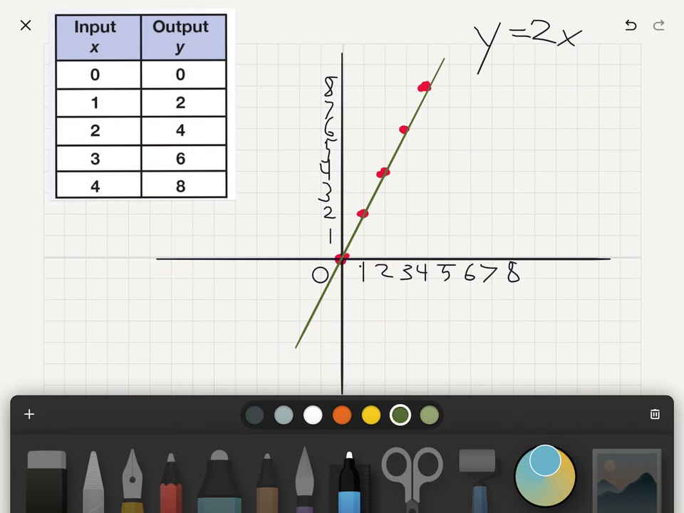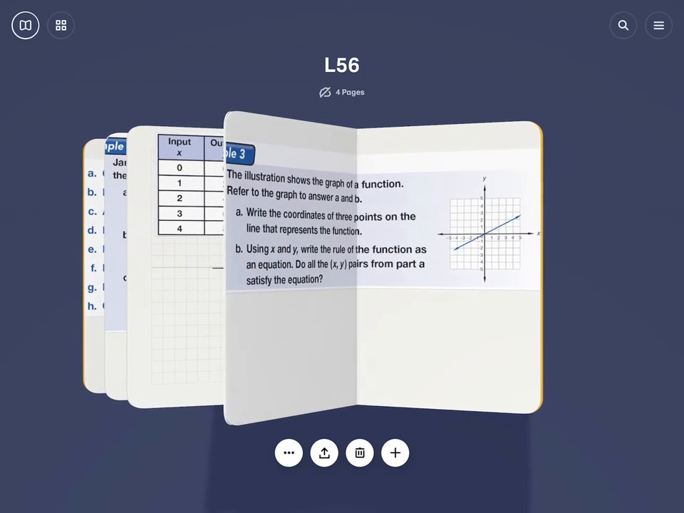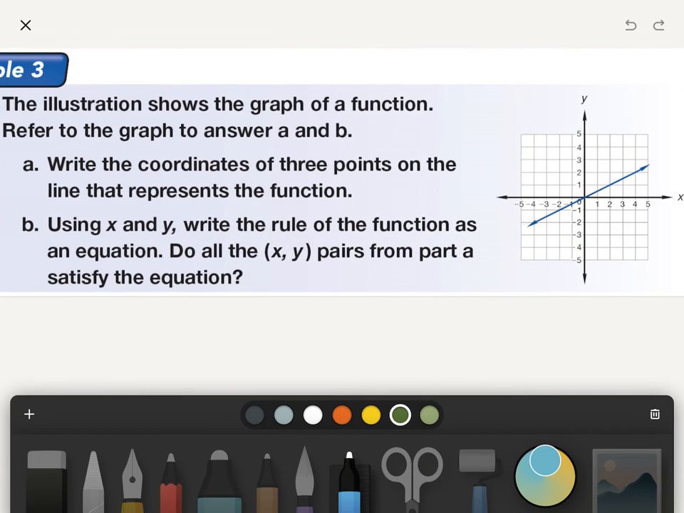All right, so plotting function tables. That's pretty much the lesson. Wait, that's it? Well, there's one more thing we're going to talk about over here. Not that much to it, though. So we're going to do two things here. I will make this bigger so we can look at it. We will write the coordinates, find 3 coordinates on the line that can represent the function, and then using x and y, write a rule for it.